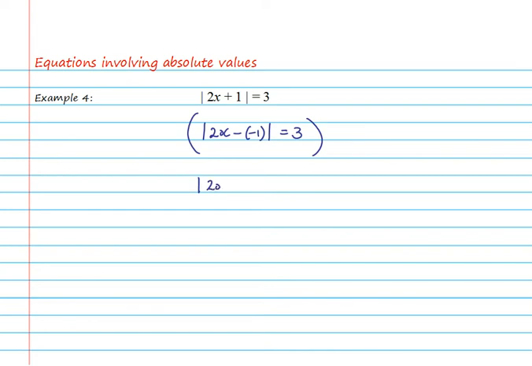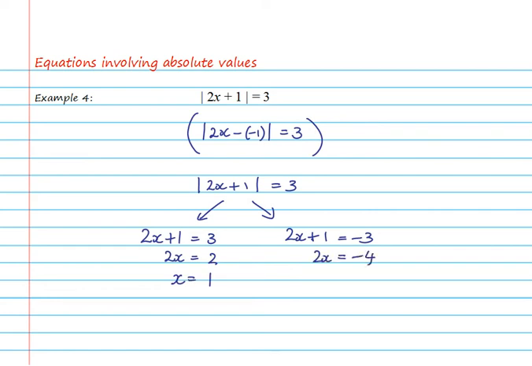So the modulus of 2x plus 1 is equal to 3, which means that the 2x plus 1, the thing inside the modulus signs on the left, could either equal 3, because the modulus of that would be 3, or it could equal negative 3, because the modulus of that would also be 3. Subtracting 1 from both sides and dividing both sides by 2, we get our two solutions to this equation.